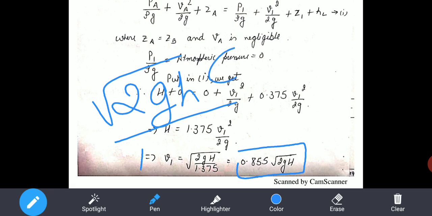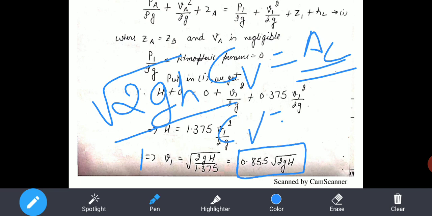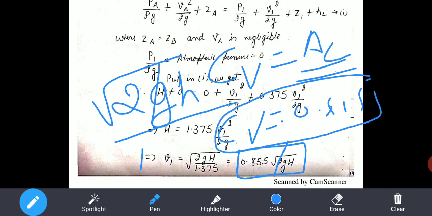Now what is Cv? Cv is the coefficient of velocity, which is actual velocity upon theoretical velocity. So we obtain both the values. Actual velocity is 0.855 under root 2gh, and theoretical velocity is under root 2gh. From this, both the under root 2gh cancel, and we obtain 0.855, which is the value of the coefficient of velocity.